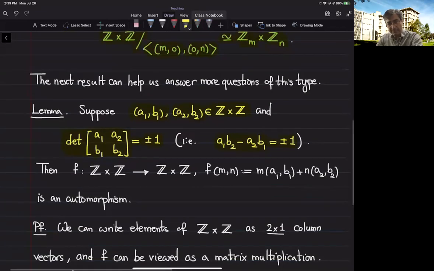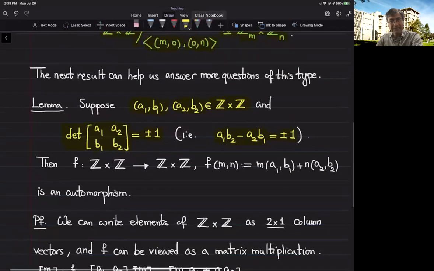If this is the case, then the following function is an automorphism of Z cross Z. So the function is from Z cross Z to itself. I feed it a pair of integers m, n, and it asks me to look at the integer linear combination of these vectors with coefficients m and n. So I'm looking at m times the first vector plus n times the next one. That is f, and the claim is that this f is an automorphism of this abelian group Z cross Z.